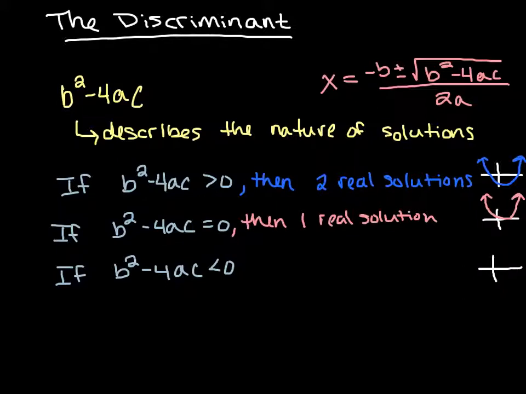Now if b squared minus 4ac is smaller than 0, that means we'll have two non-real solutions, which basically means the parabola is going to come down but never touch the x-axis at all.